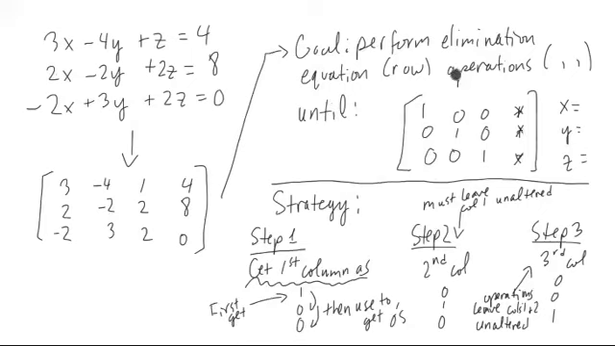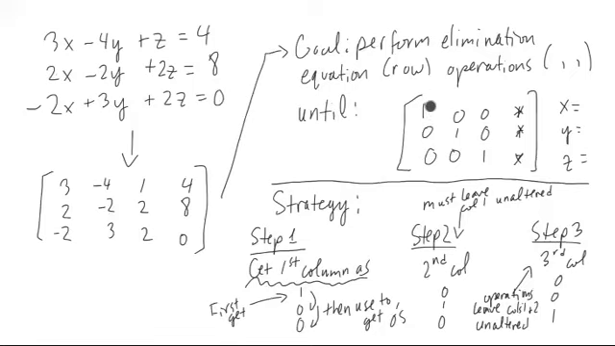There's a strategy in order to do this. Step one is to first get the first column looking like this. Step 2 is to get the second column looking like this. Step 3 is to get the third column looking like this. Now, inside of each individual step, there's some things to think about. The first thing you want to do is get the 1 into position.